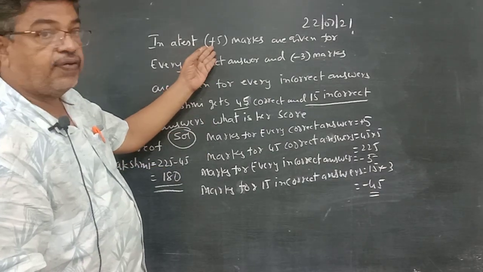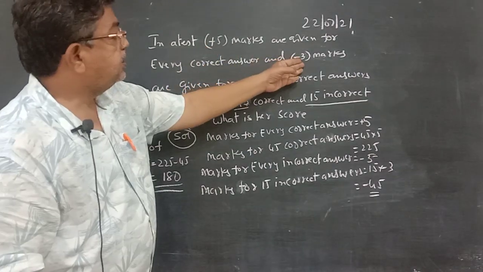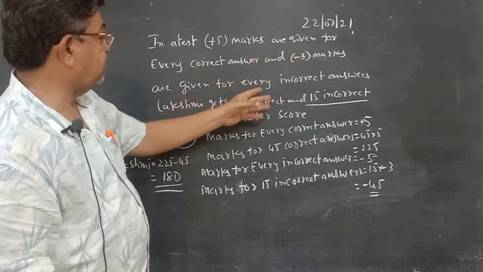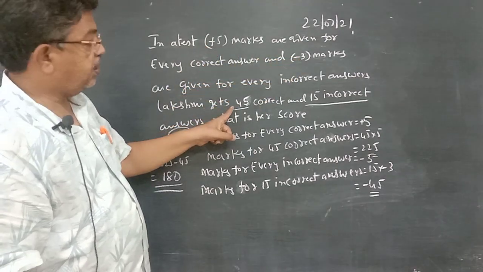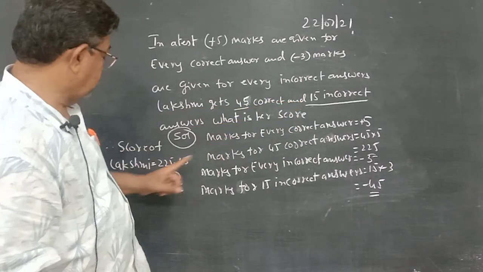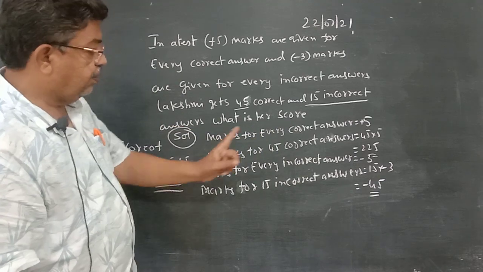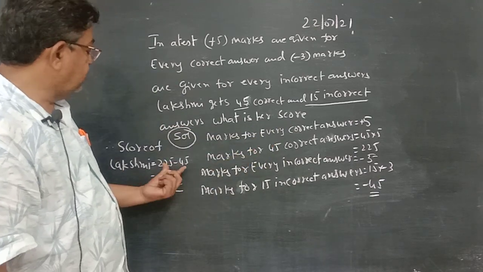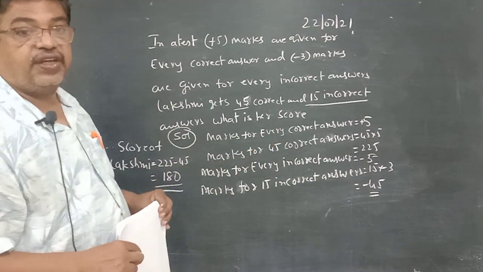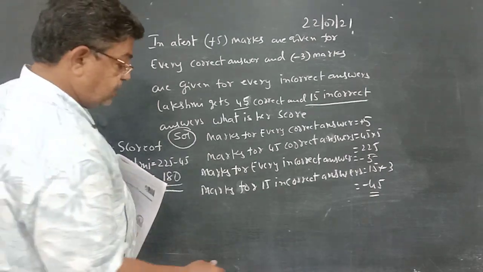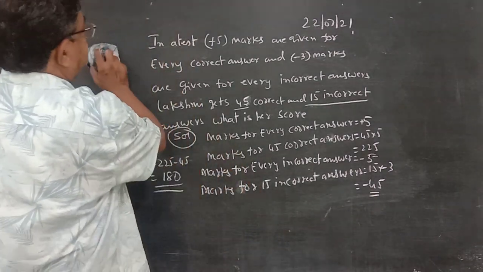5 marks are awarded for each correct answer. Minus 3 marks are awarded for every incorrect answer. Lakshmi gets 45 correct answers and 15 incorrect answers. So the total score of Lakshmi is 45 into 5, 225. 15 into minus 3, minus 45. Sum of 225 and minus 45 is 180. Like this, you can get the answer.